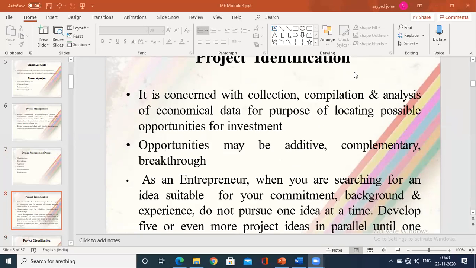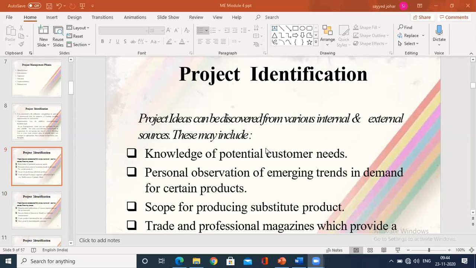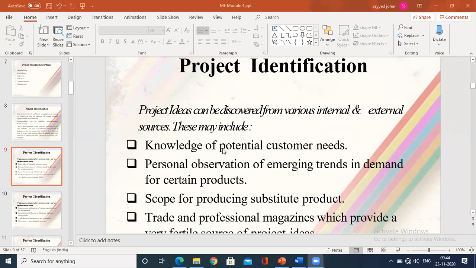For a technical person, I said compilation means analysis of economic data. And we discussed the internal and external factors that help you in identifying the project. In your case, it is based on technical papers, maybe IEEE, or various famous international journals, Springer or Elsevier, or various indexed journals, that is Scopus indexed. All those journals could be considered while identifying the project.